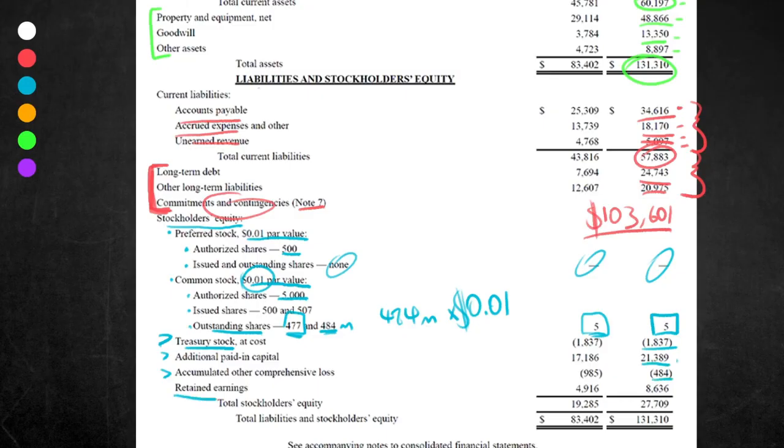And next we have retained earnings. This is the amount of money left in the business after any profits have been distributed to its investors or shareholders. And we can see this at $8,636 million. Finally, we see the total stockholders' equity, all right? And all this is this section added together, all right? So if you go 5 minus 1,837 plus 21,389 minus 484 plus 8,636, you're going to get to 27,709, all right? So that's $27,709 million.